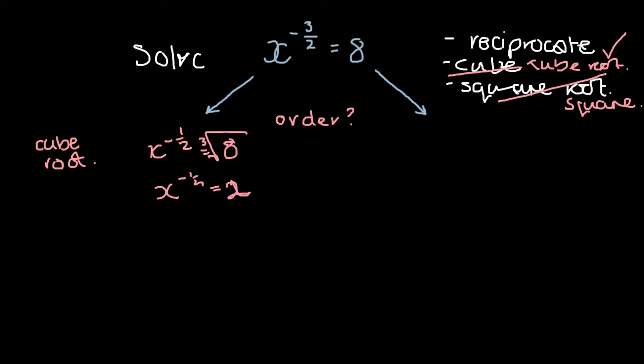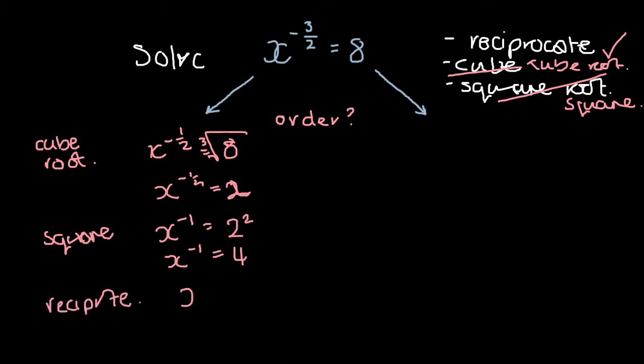And then instead of square rooting, which is what I've got here, I'm going to square, because I want the opposite, the inverse function, if you will. So I've got x to the minus 1 now, and then I end up with 2 squared on this side. So x to the minus 1 is 4. And then to undo a reciprocal, I'm going to reciprocate again. So x is 1/4.